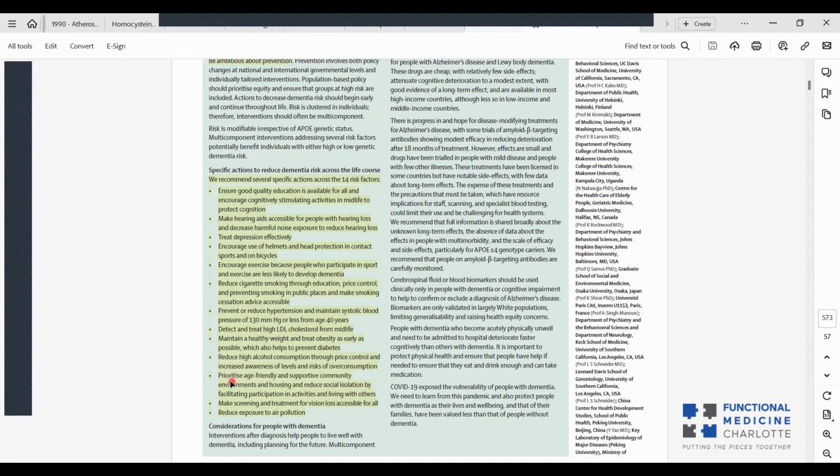Social isolation, 2019, there's a ton of papers coming out on isolation, and social isolation was seen to be a greater risk factor for death than smoking. Being isolated, not having community, is very detrimental to our health. We are social beings, we need to be in relationship. Make screening and treatment for vision loss accessible for all, and reduce exposure to air pollution.